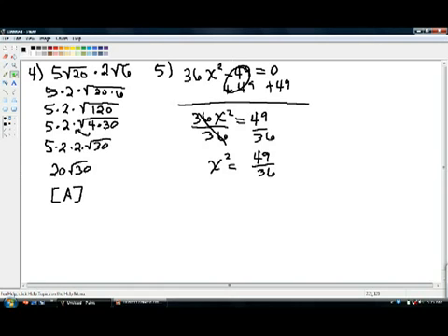Now I got to get rid of this square, so I'm going to take the square root of both sides. If I do it to one side, I got to do it to the other side. And remember, once I take the square root, I have two answers. I got the plus and the negative of whatever answer I get. So x times x is x squared, so this simplifies to x. Square root of 49 is 7, and the square root of 36 is 6. So my answer is plus or minus 7 over 6. So that's going to be D.